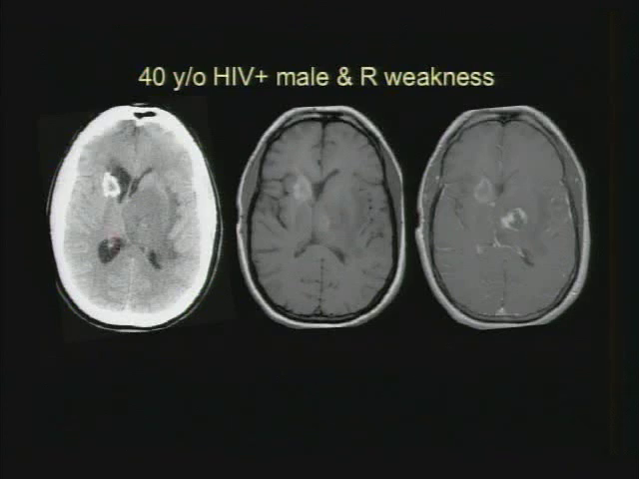So the next case is a 40-year-old HIV-positive male with right hand weakness, and you see two distinct lesions. The first is this calcified lesion in the right caudate head with no edema. So here is a remote lesion. And then you see a more active lesion in the left thalamus, which is ring enhancing.